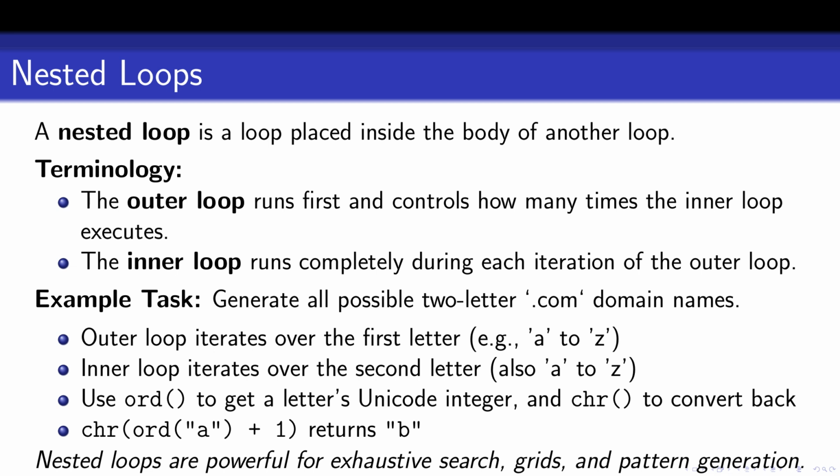A classic use case for nested loops is generating combinations, such as creating all two-letter domain names like aa.com, ab.com, and so on. In this case, the outer loop iterates over the first letter, and the inner loop iterates over the second. Helper functions like ord and chr are used to convert characters to and from their Unicode integer values, allowing you to step through the alphabet programmatically.